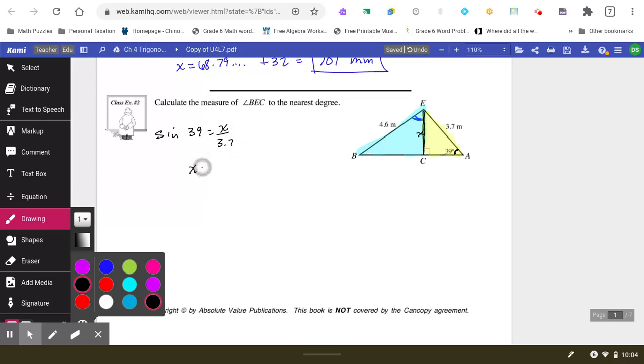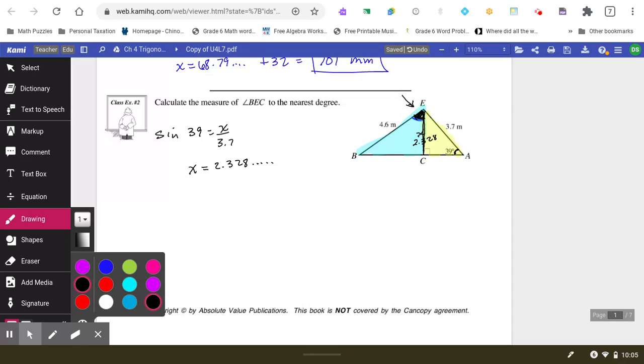Cross multiply. And all of a sudden, X is 2 point... Give yourself quite a few decimals on there. All right, 2.328. Now I'm looking for this angle E up here at the top.